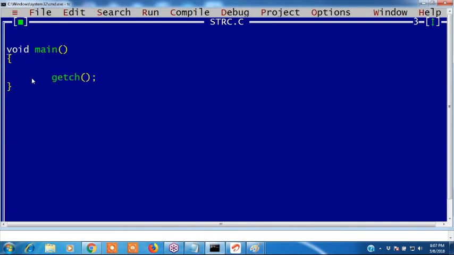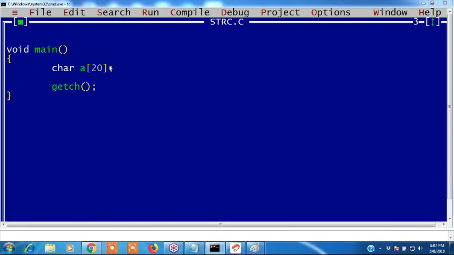we are taking one string, character a of 20. If I enter character a of 20, this is character a of 20, right? 20 characters memory will be allocated. Okay, where it will be allocated? This memory will be allocated in the stack area, right? Okay, first if I enter more than 20 characters, where this value will be stored?